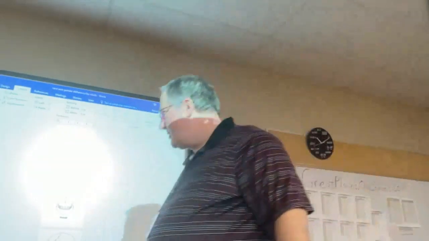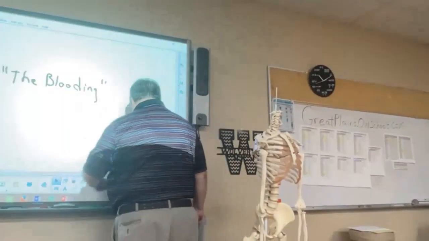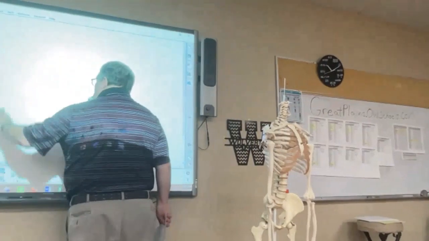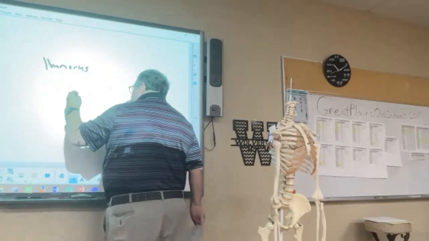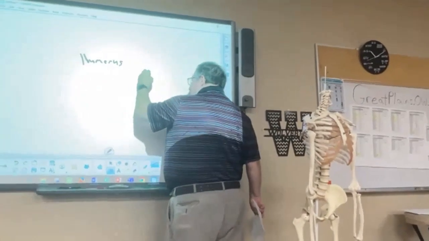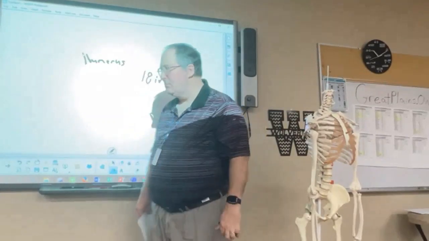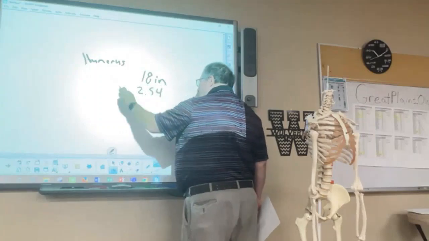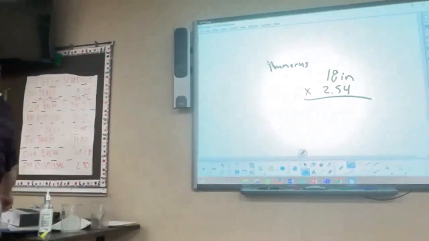So I have some tape measures over here. What you're going to do is, and I'm making these numbers up, so don't. I'm going to measure my bone. So I'm going to measure my humerus. I'm making it up, so don't think I'm doing this. And I'm going to say it's 18 inches long. I'm going to take that 18 inches and I'm going to multiply it times 2.54, because that's how you convert from inches to centimeters.